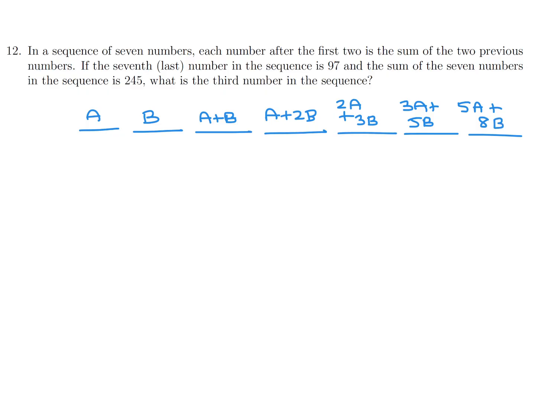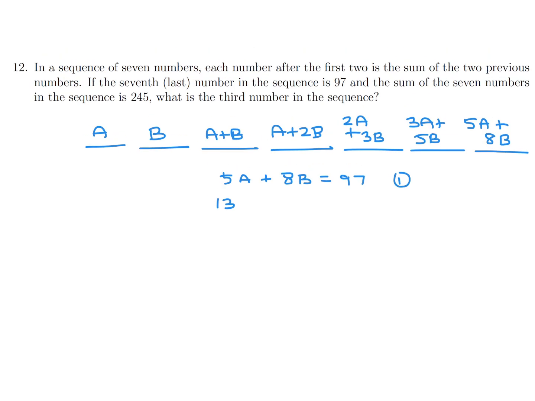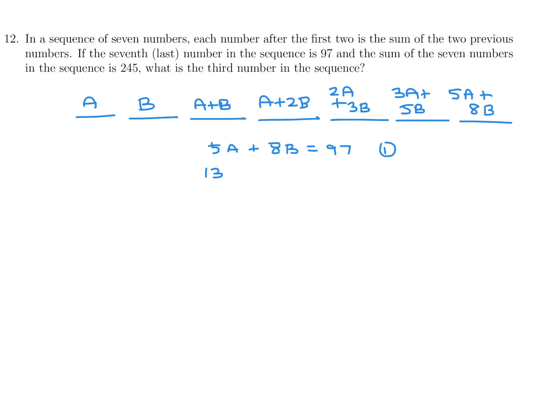You got it? Okay, so then 5A plus 8B, that's 97 according to the question. So I'm going to put that as equation 1. And then 13A, wait, hold on here. What did they say? Oh, yeah, the sum. The sum of all 7 numbers. 1, 2, 3, 4, 5, 6, 7, 8. Yeah, 13A, which is what I initially said, plus 20B is 245.